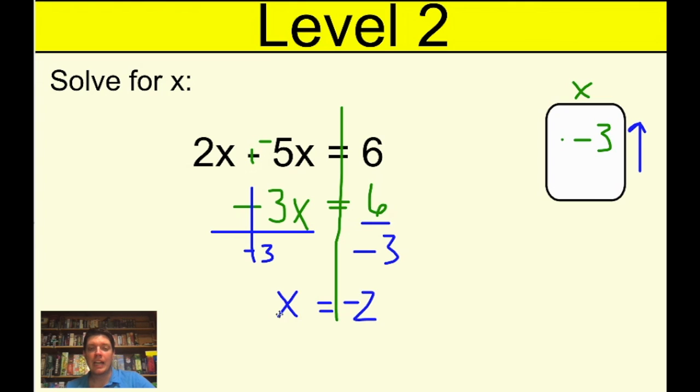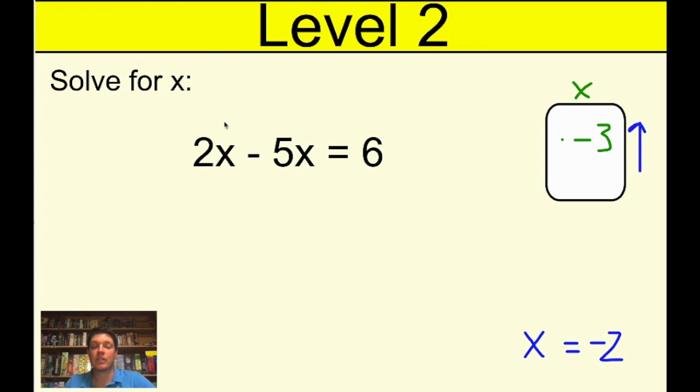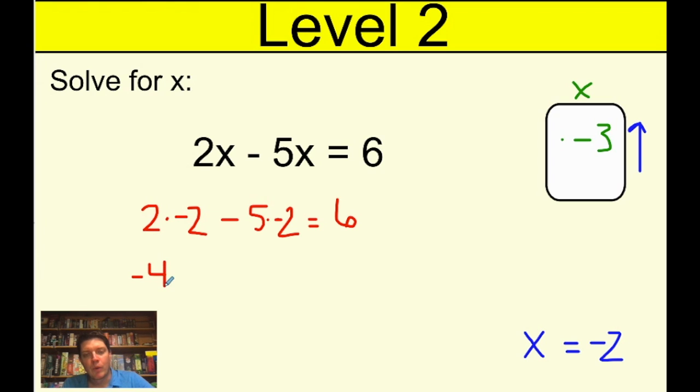So in theory, x equals -2 should be the answer to this equation. We're going to go back to the original equation and double check. So I'm going to replace my x's with -2. So essentially we're going to have 2 times, you could use parentheses or a dot, whatever you like, -2 minus 5 times -2. And that should equal 6. Okay, it's looking a little shady. Let's see. 2 times -2 is -4. Minus 5 times -2 is -10.